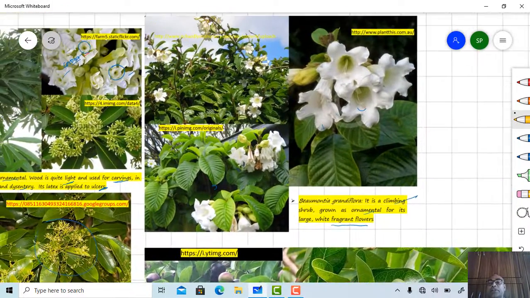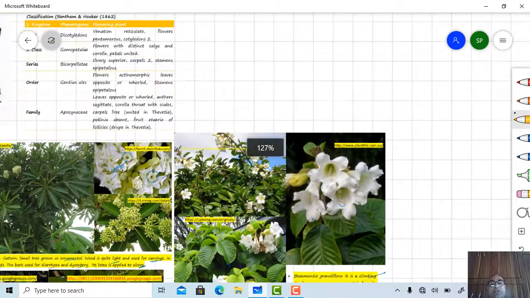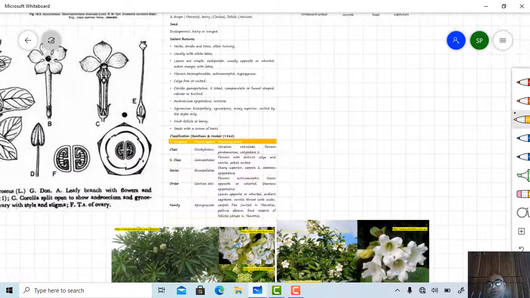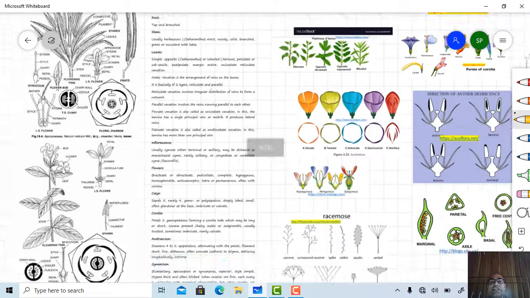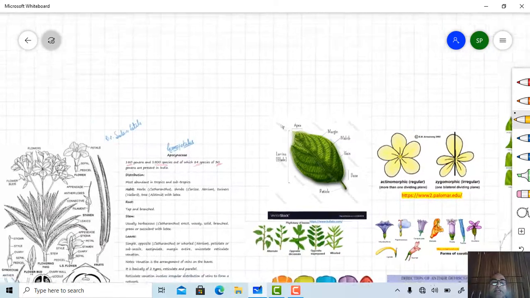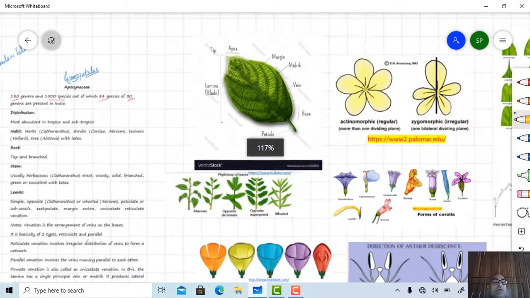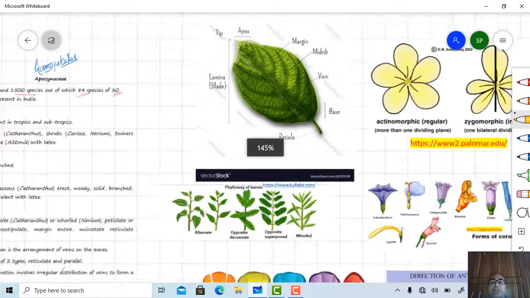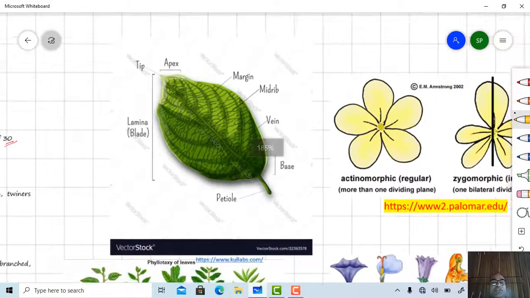This is one plant we have just seen. So these are certain plants, and on the basis of these plants we have to see the family Apocynaceae. Before going again to family Apocynaceae, let us see some concepts here.